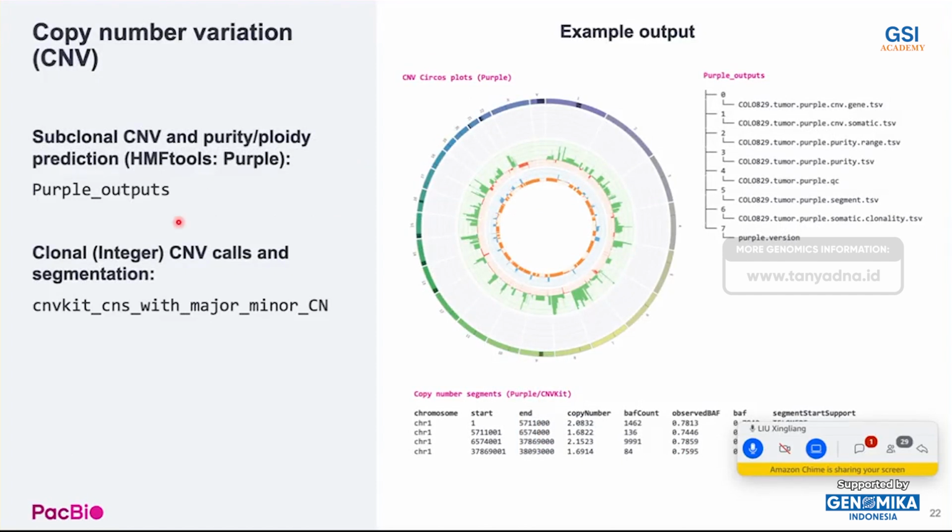And for CNV, we also have the CNV output from the HMF tool PURPLE, which gives you some visualizations, circos plots like this. We are also utilizing the SNV results derived from ClairS. We also have the purity prediction results derived from PURPLE. We also try to estimate the major and minor allele frequencies using the CNV kit.